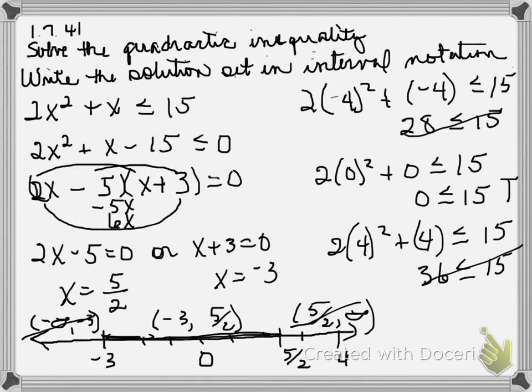So my solution set is the region in between, but my inequality has an or equal, so I have to include the endpoints. So my interval notation will be bracket, negative 3 to 5 halves, bracket.